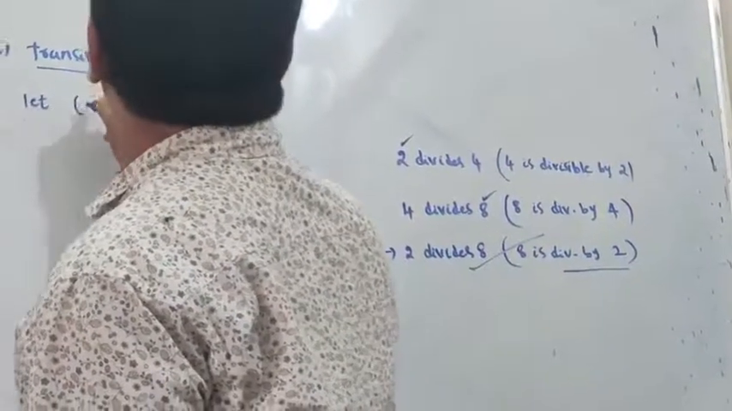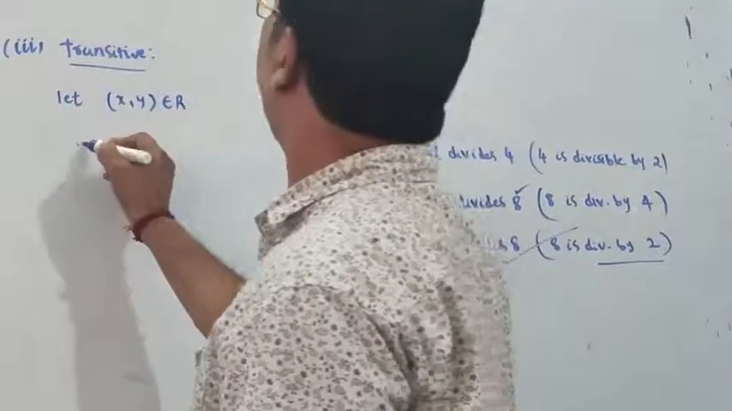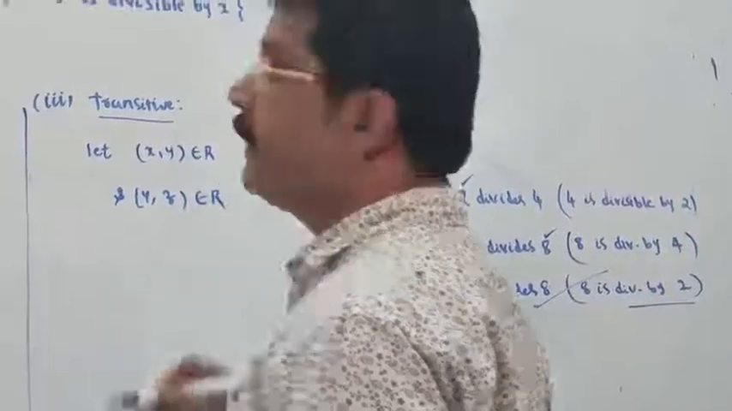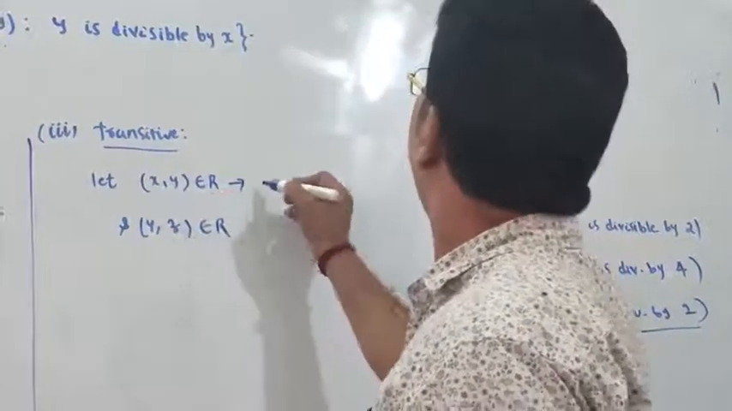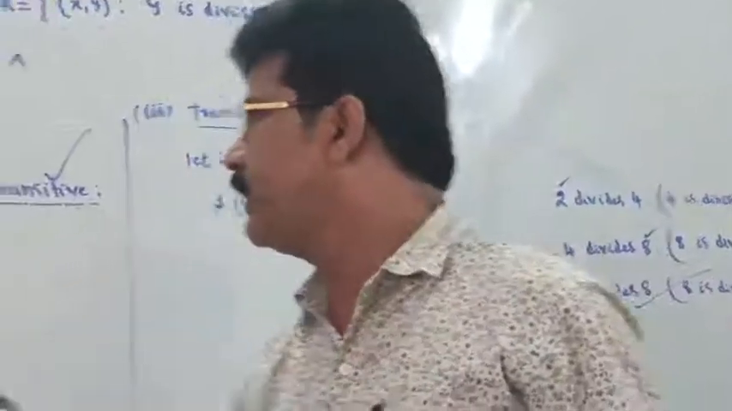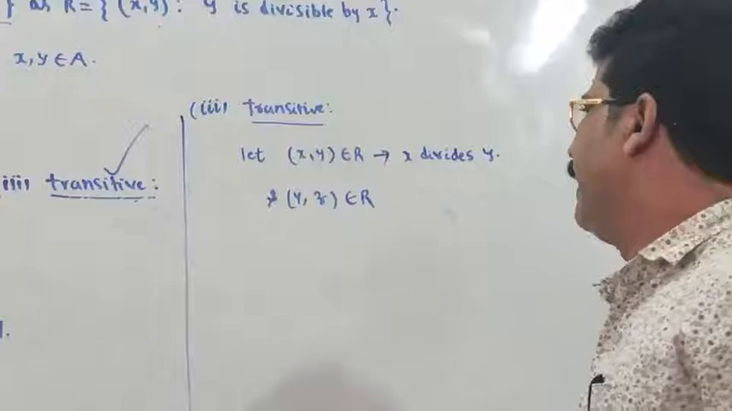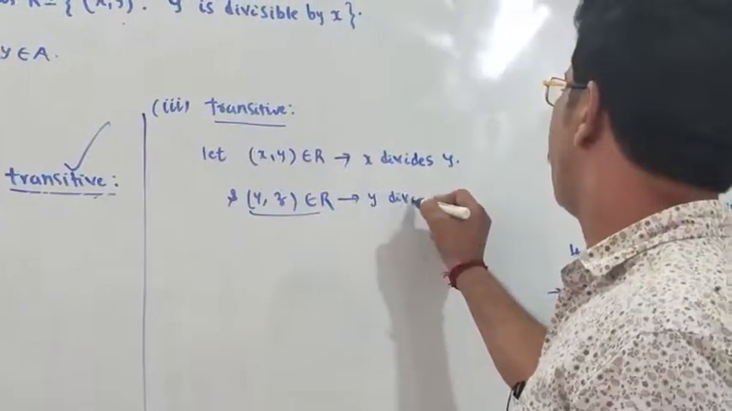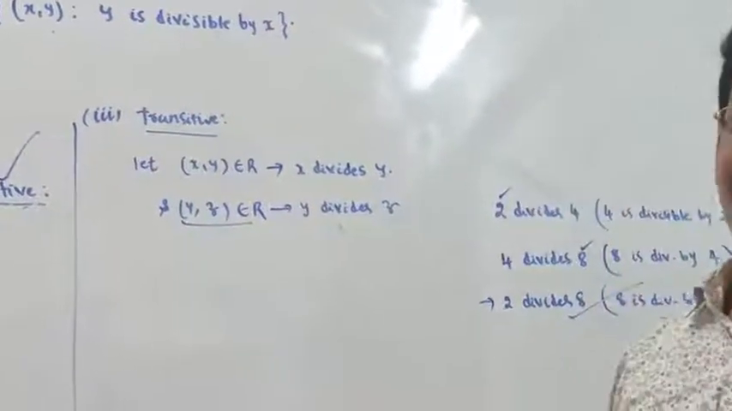Thus let (x, y) belong to capital R and (y, z) belong to capital R. (x, y) belongs to capital R means x divides y. And (y, z) belongs to capital R means y divides z.